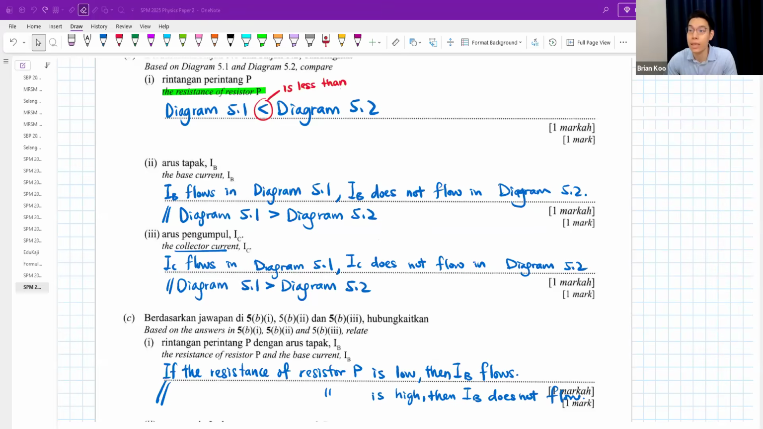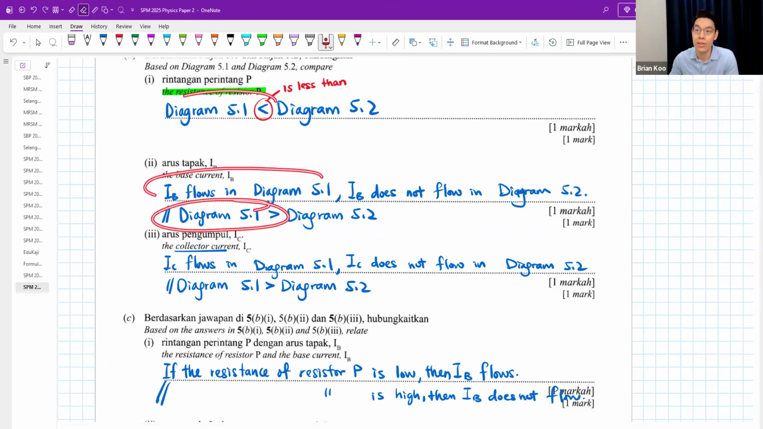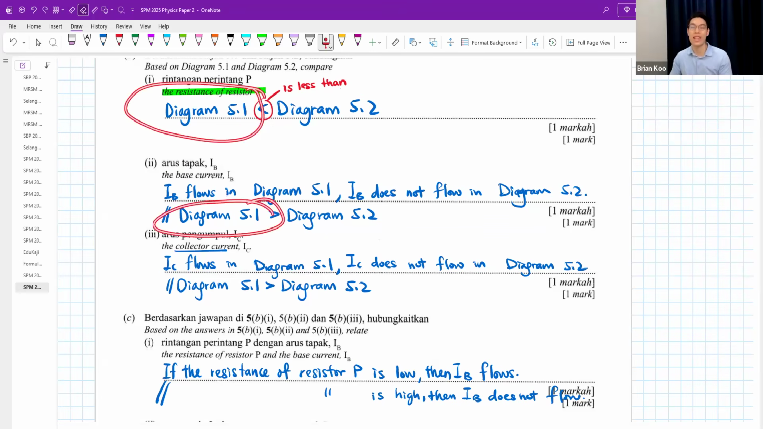Another possible answer is that you can also say if the resistance is lower, then the base current flow is higher. If resistance P is lower, base current will be higher. The lower the resistance, the higher the base current. Something like that. But if you ask me, that is not the best answer.